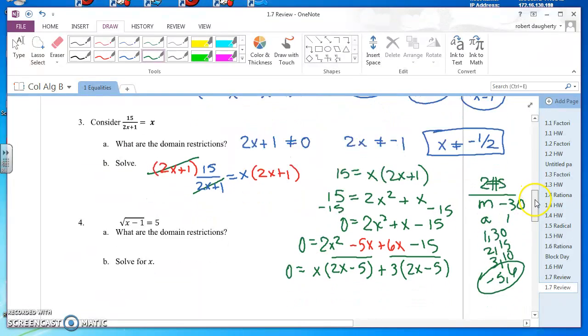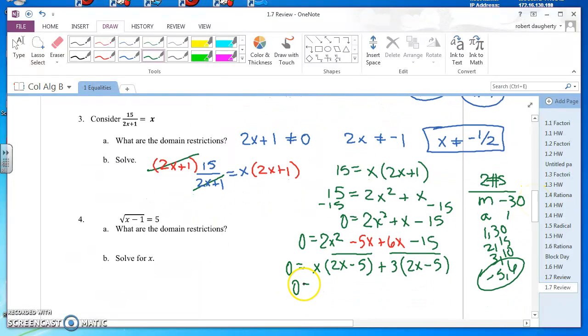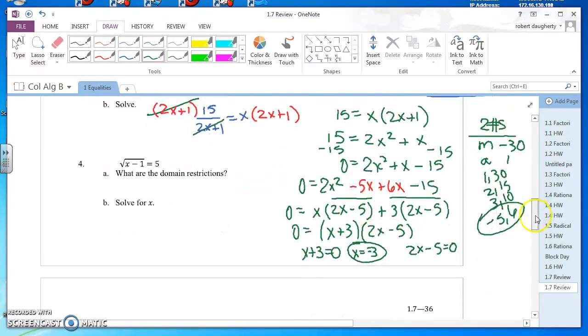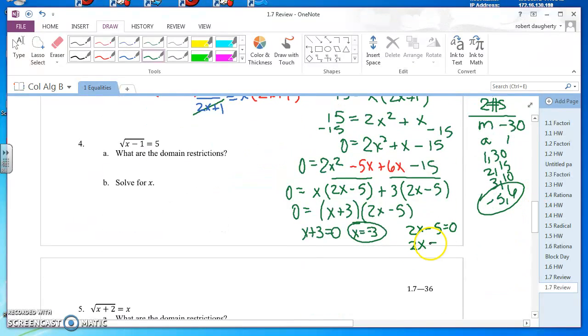So this becomes 0 equal x plus 3 times 2x minus 5. If I set each of those equal to 0, so when x plus 3 equals 0, that means that x equals minus 3. When 2x minus 5 equals 0, that means that 2x equals 5, or x equals 5 halves.